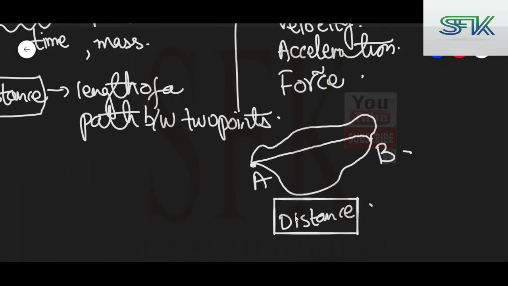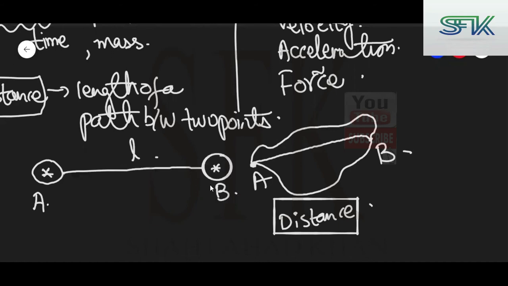It doesn't matter what direction you measure it from, or in what direction you go, the length is still going to be considered as the distance. For example, if this is point A, and you go from point A towards point B, this is the length, okay?